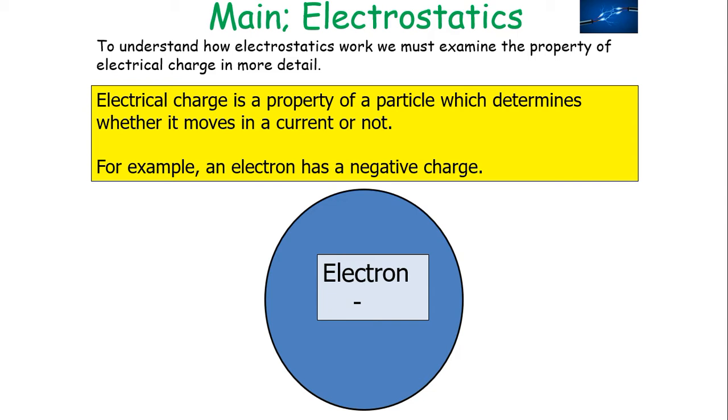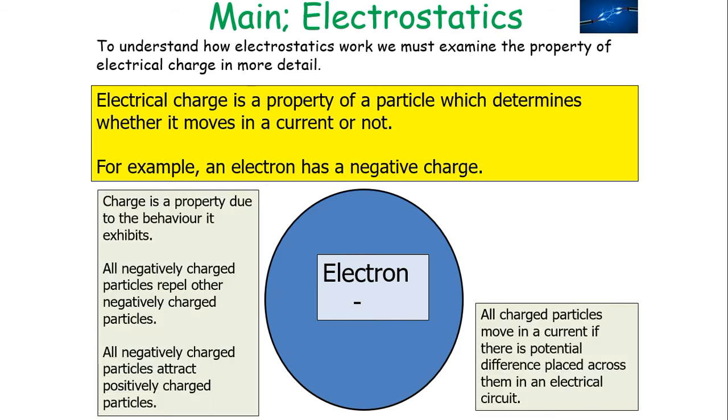Electrical charge is a property of a particle which determines whether it moves in a current or not. For example, an electron has a negative charge. Charge is a property that is due to the behavior an object exhibits. All negatively charged particles repel other negatively charged particles, and all negatively charged particles attract positively charged particles, and all charged particles move in a current if a potential difference is placed across them in an electrical circuit.